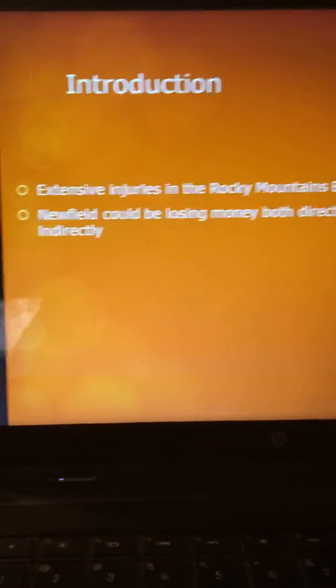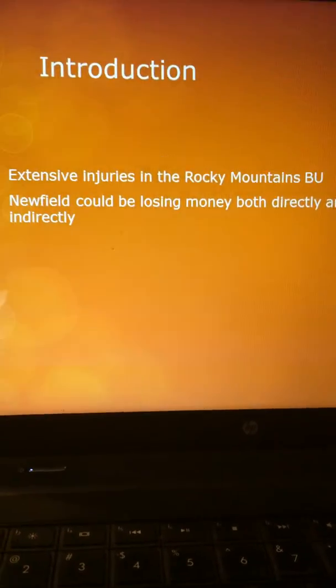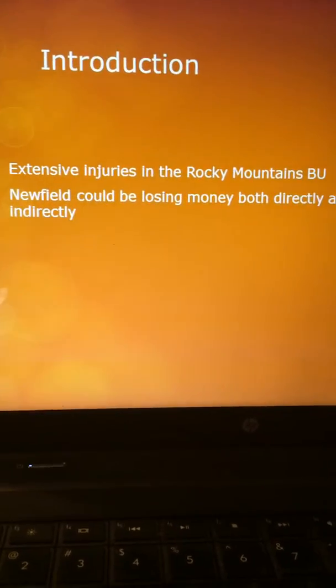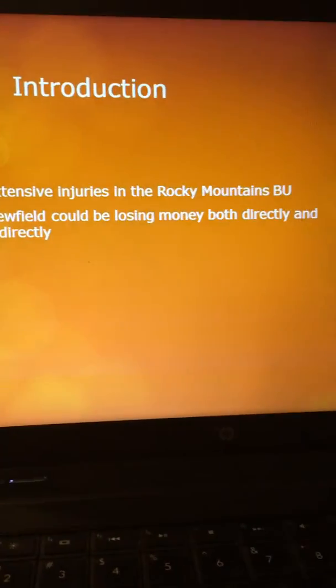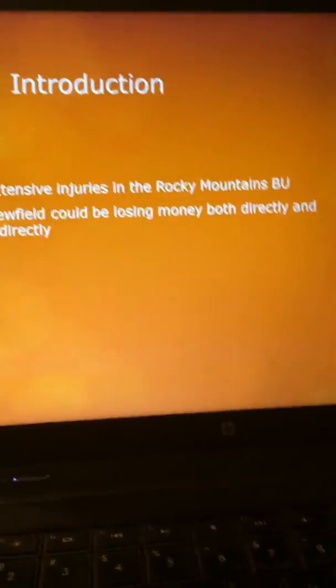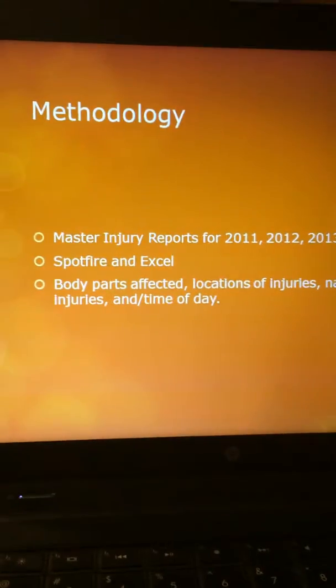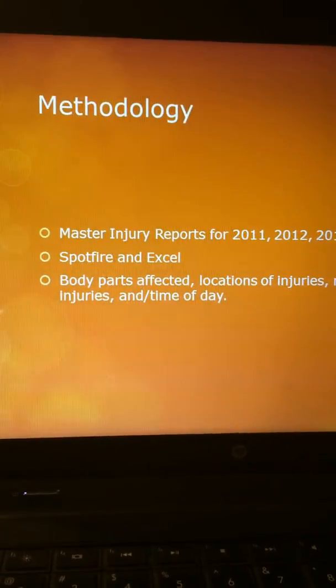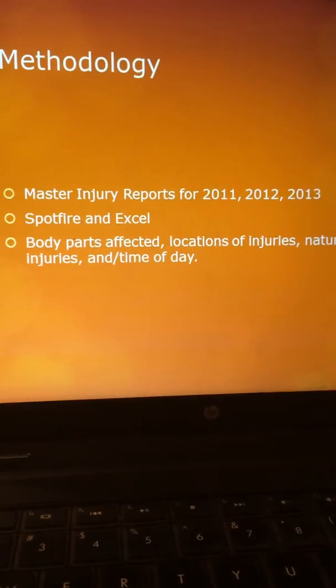So, Newfield, my company, they were experiencing some extensive injuries in the Rocky Mountains business unit, and it caught the attention of corporate management, and that's when I came along in my internship, and they wanted me to figure it out. So that was my job over the summer, and what they did was they gave me the master injury reports for 2011, 12, and 13. This was in 2013.